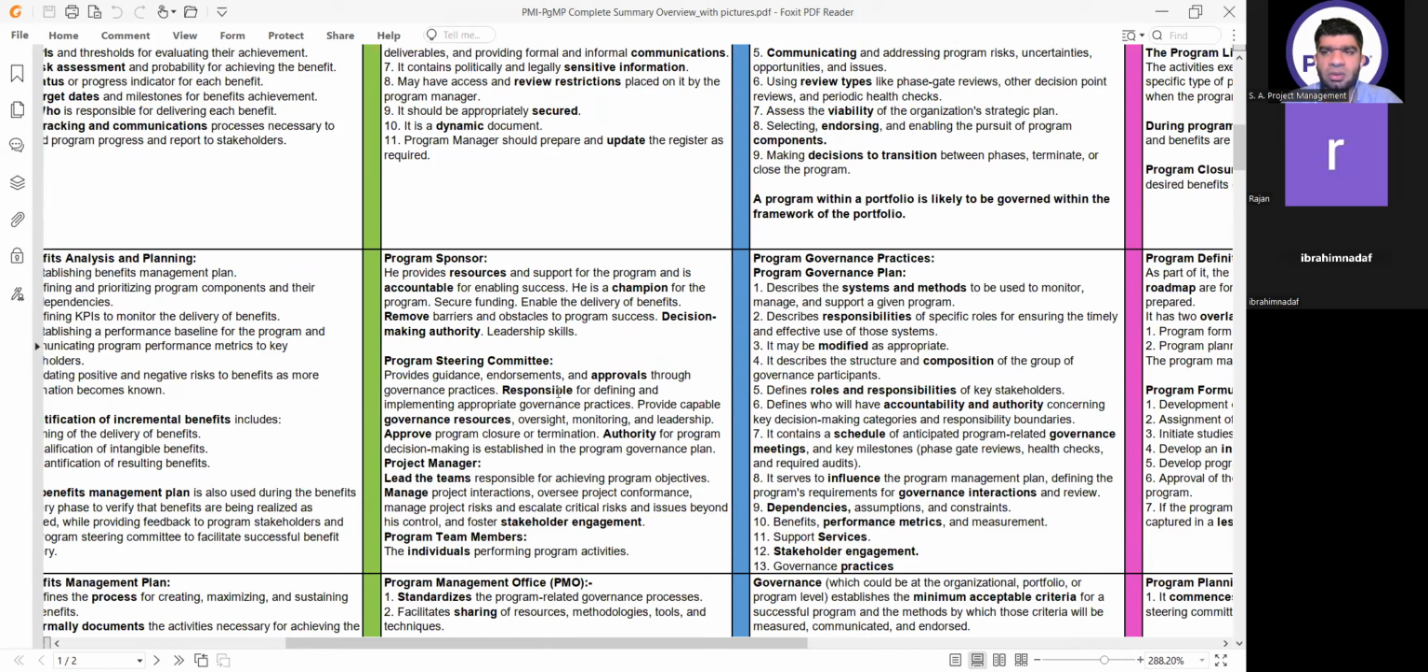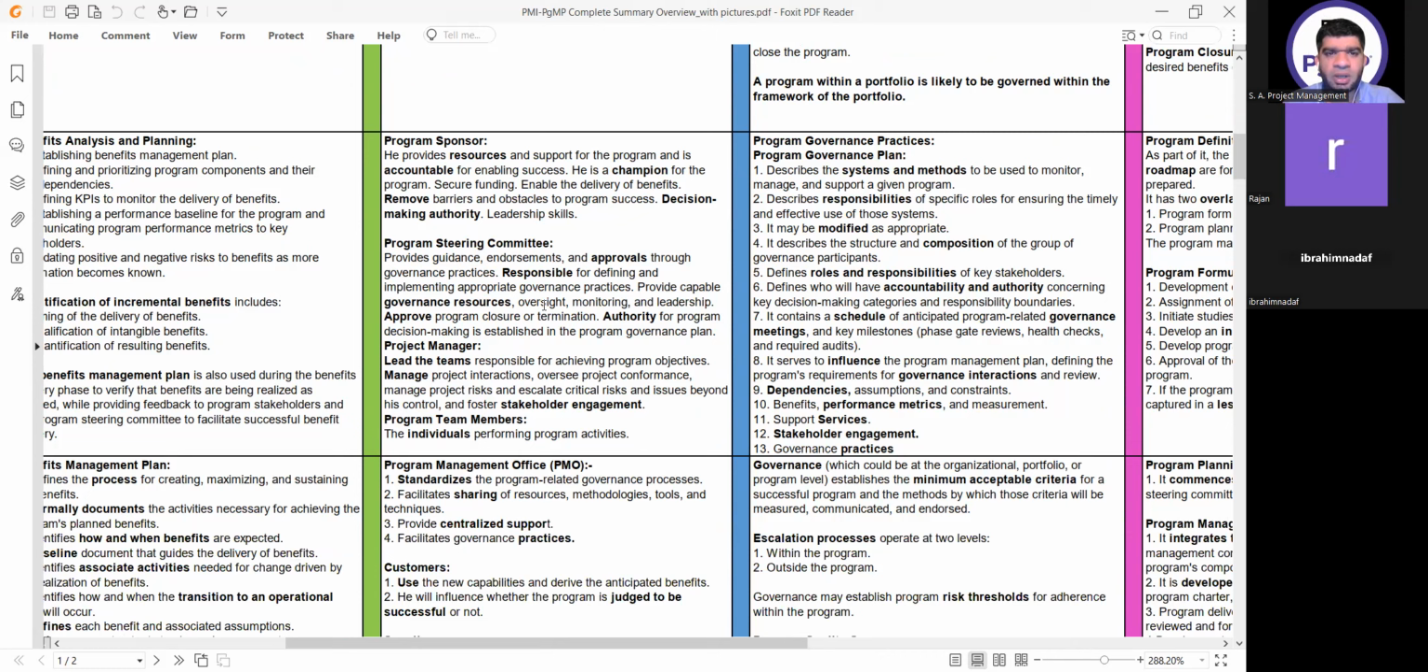Then who are the key stakeholders? One is the program sponsor. He provides resources and support for the program and is accountable for enabling its success. So whenever he talks to you about the stakeholder who is accountable, it's the program sponsor. Champion for the program, secures funding and removes barriers and obstacles, just like a leader. Then the program steering committee or program governance board has the authority to approve or close the program. So whenever the question is about getting approval, or a phase gate review to decide whether to go to the next step or not, it will be the program steering committee or the program governance board.